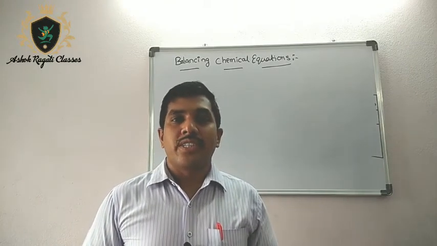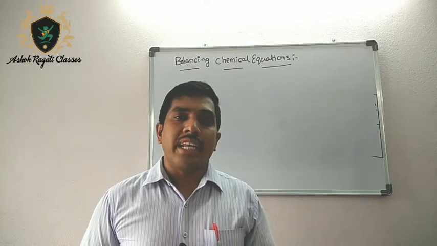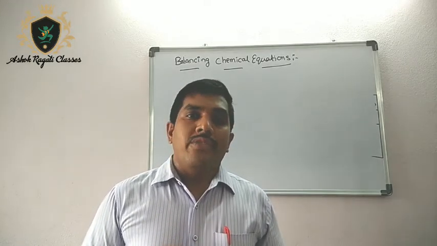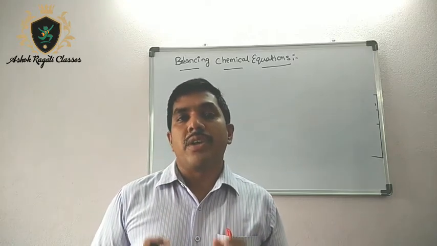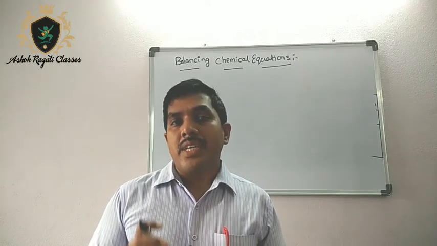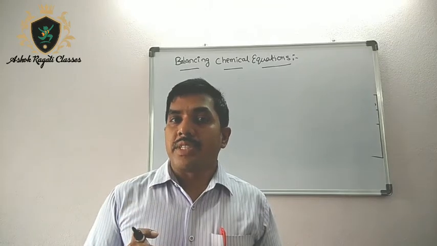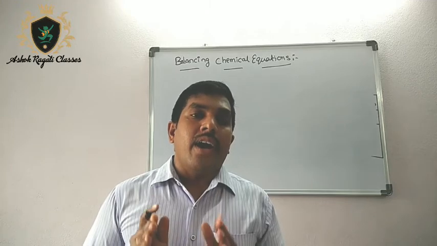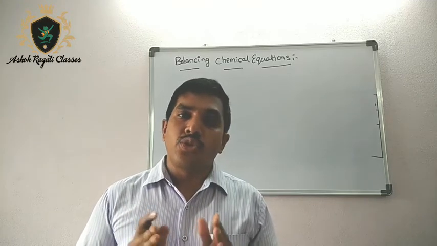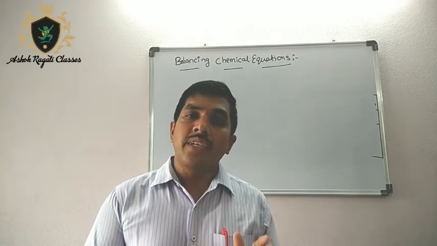Today we are going to discuss how to balance chemical equations. According to the law of conservation of mass, the mass of the products should be equal to the mass of the reactants. Here mass is made up of individual atoms, and atoms belong to elements. So the number of atoms in reactants should be equal to the number of atoms in products.